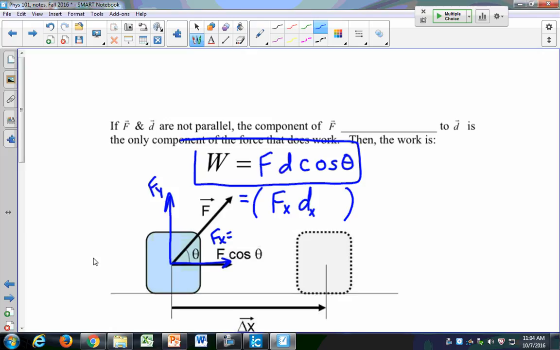If F and d are not parallel, the component of the force that is parallel to d is the only component of the force that does work. So in this case, Fx is the parallel component, and it is the only force that does work.